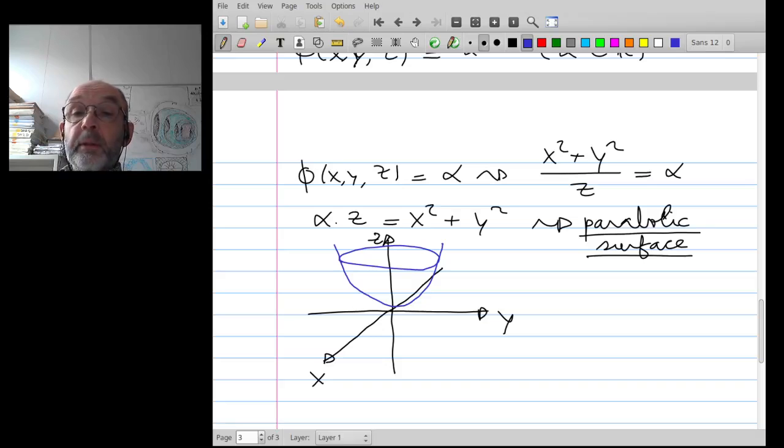I don't know about this value of alpha, if that is negative. Oh no, it cannot be negative. Yeah, that can be negative also, but then your z also has to be negative.